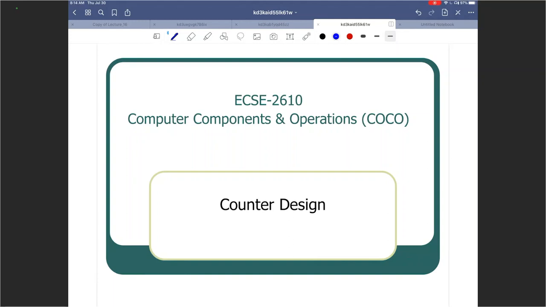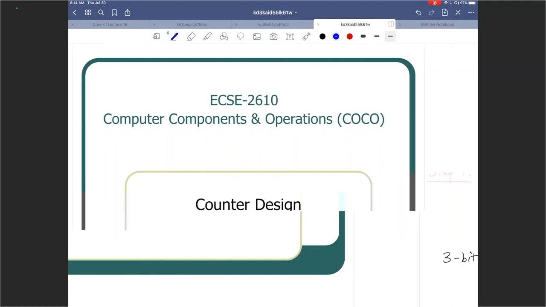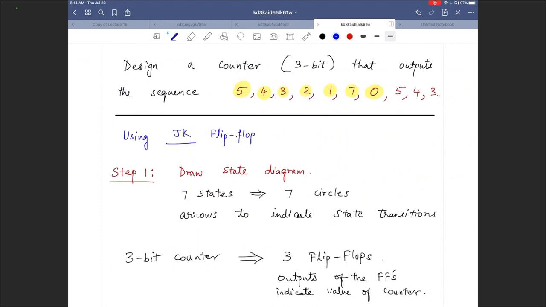So in the previous class, we were talking about a counter design problem. You guys decided a counting sequence for this 3-bit counter, and the desired sequence was 5, 4, 3, 2, 1, 7, 0, and then back to 5. So that pattern keeps repeating.